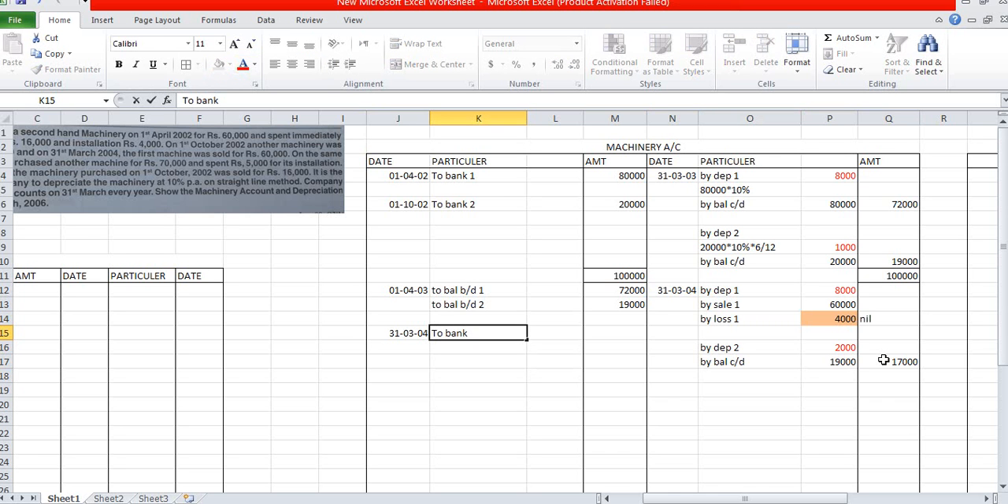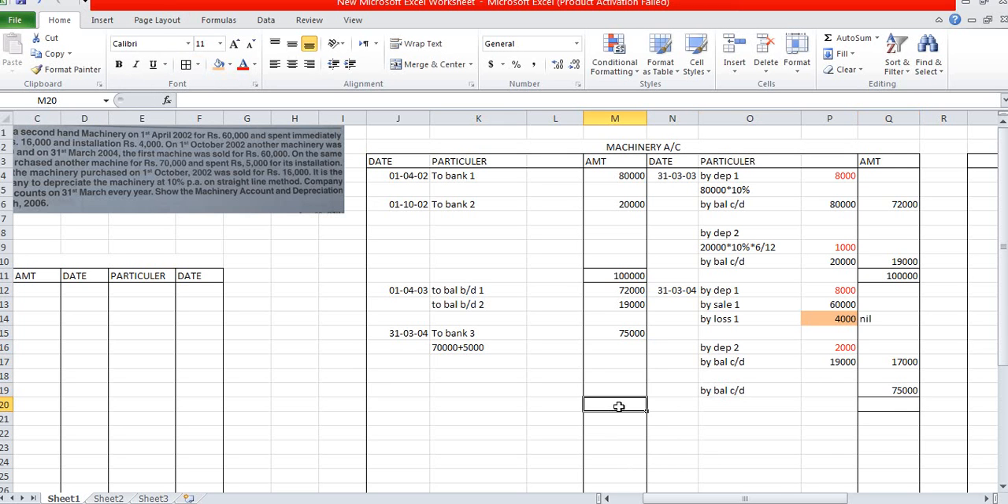To bank 3, and it will be 75,000, for example 70,000 plus 5,000. Okay, so by balance carried on we have to put the amount directly, 75,000. At the end of the month we have purchased, that's why we don't calculate any depreciation for that.